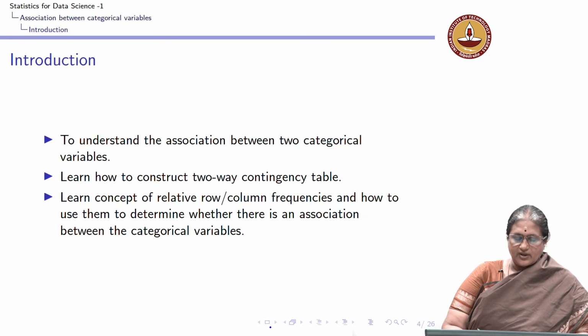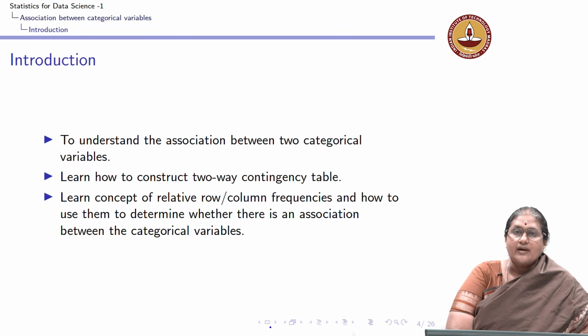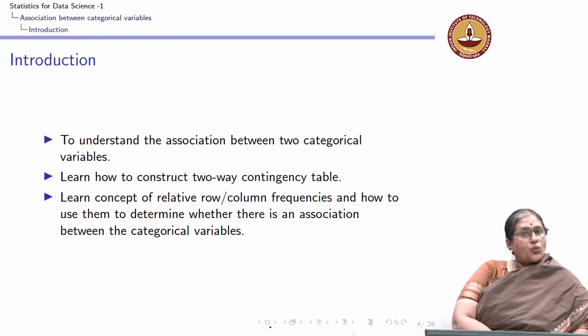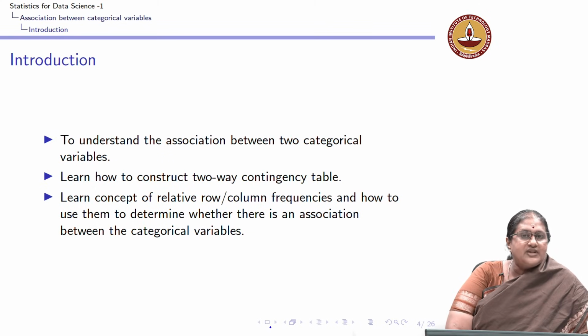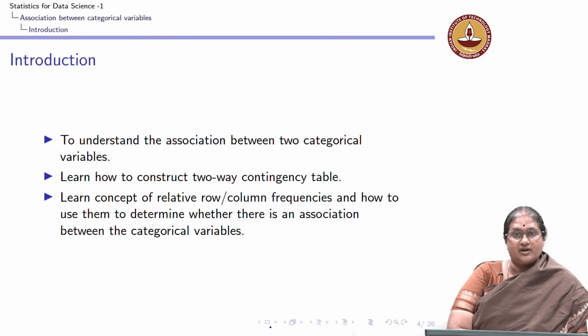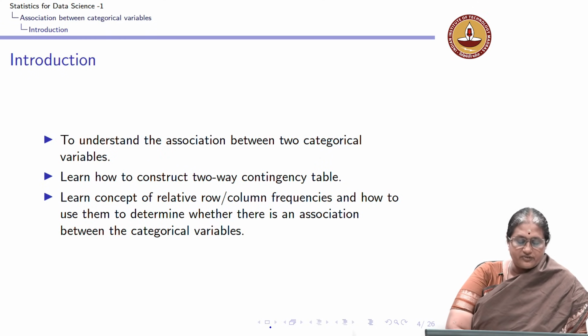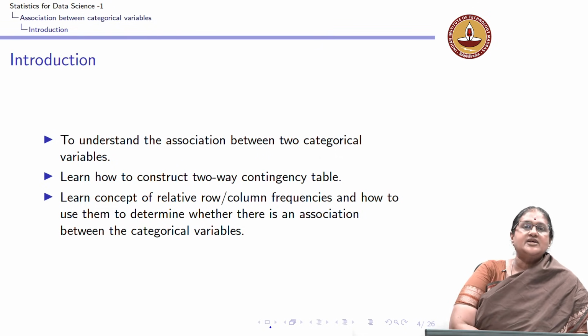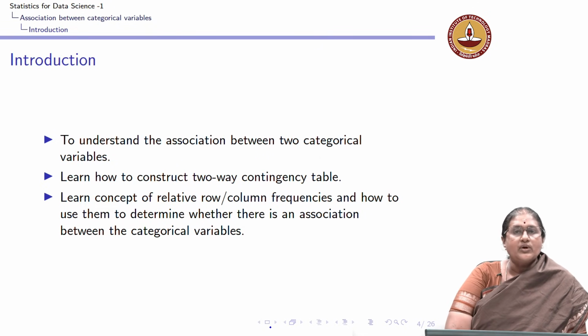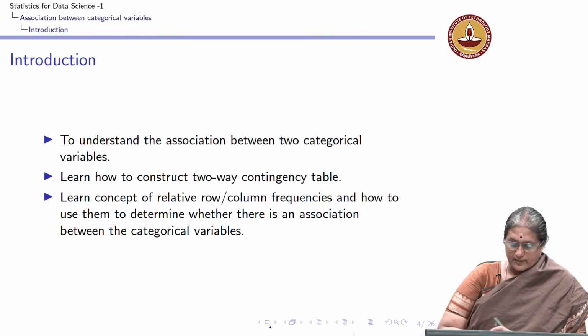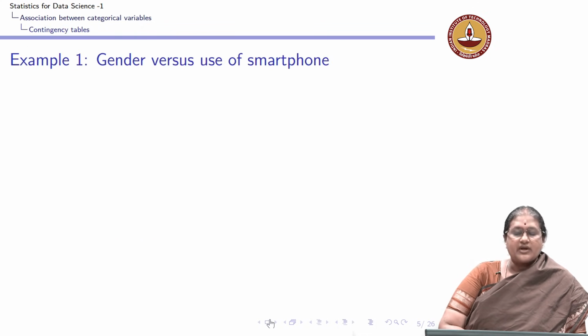So, we start with the association between categorical variables. What is the main objective of this section? Here we are going to understand how to construct what we refer to as a two-way contingency table. We will introduce the concept of relative frequencies and how you can use it to determine whether there is an association between two categorical variables or not. So, let us start with an example.